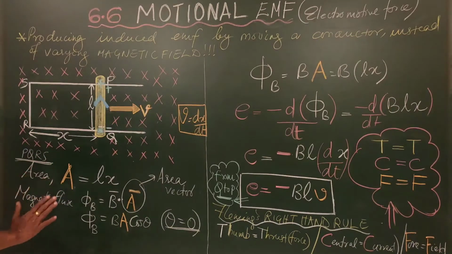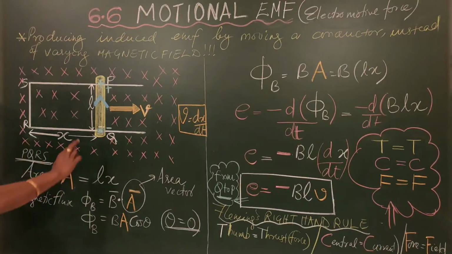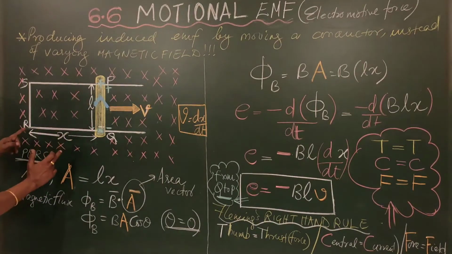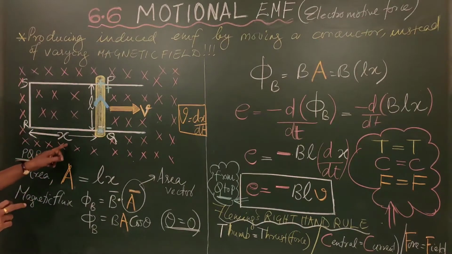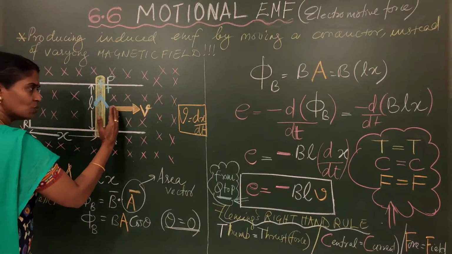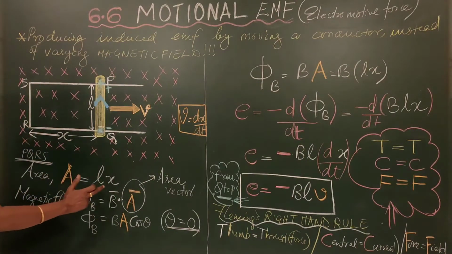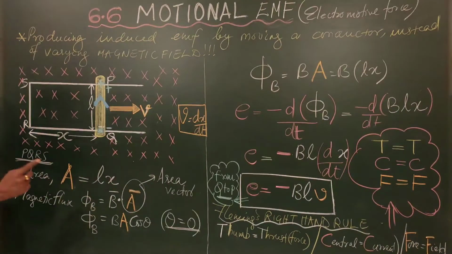Okay. Now, for PQRS loop, what we know is area is nothing but length into breadth. So this is L. This distance from R to Q is taken as X. But I told you the rod is moved right. It is moved towards right. Means X is keeping on varying. When X varies, what happens to A? A also varies.